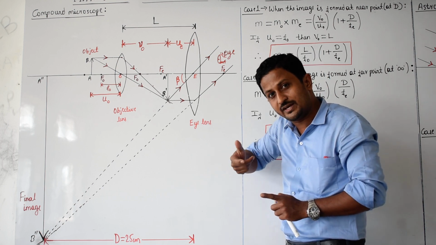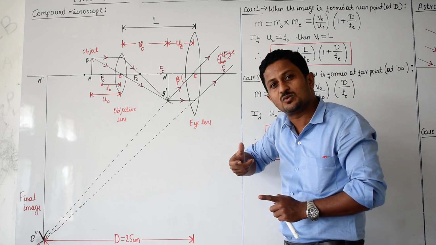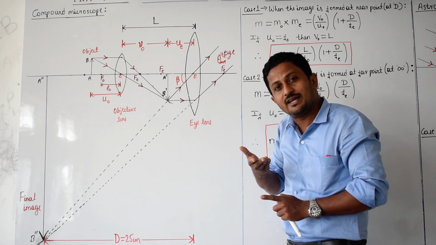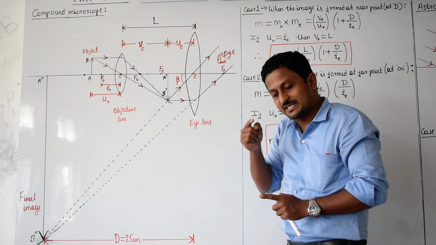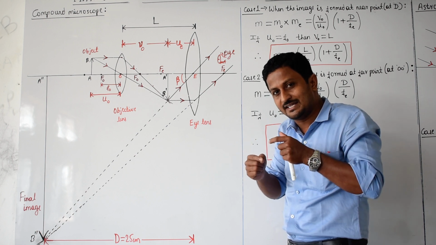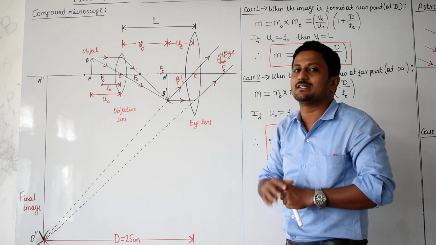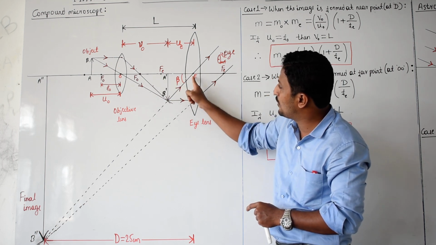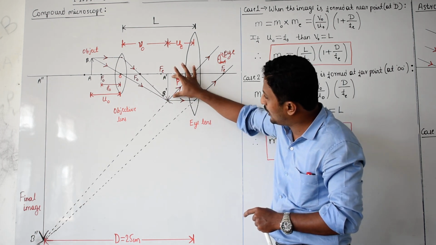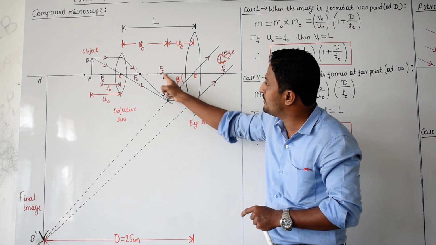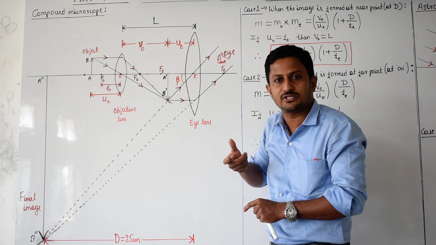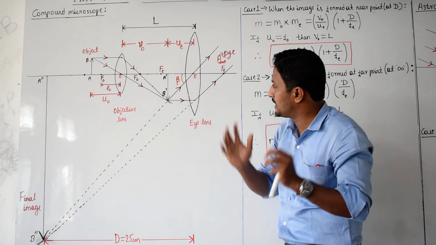Actually, what we are doing here is taking that object in between the principal focus point of the eye lens and its optical center. You see here, the principal focus is here, the optical center is here. That object is lying between them. Yes, that we are doing here. Have you understood?